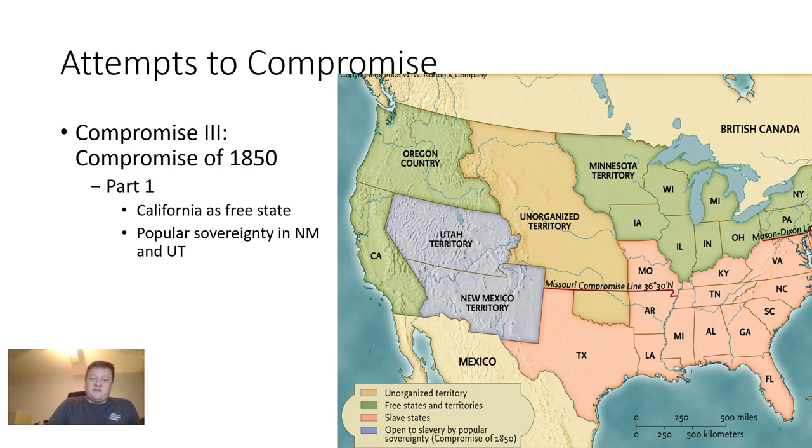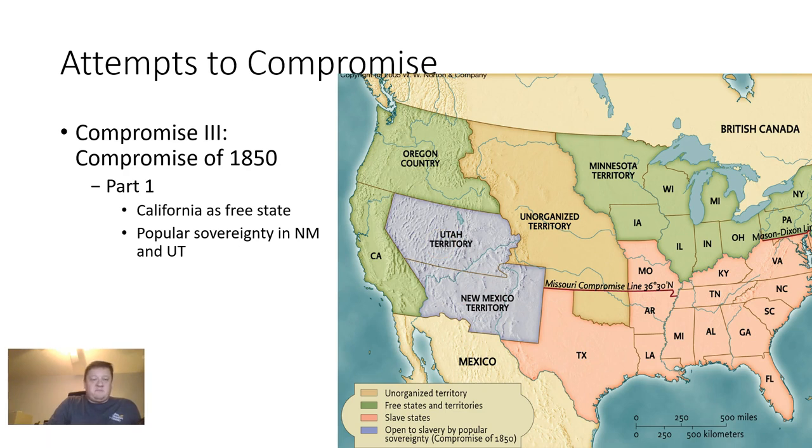The first part, and all of these parts are compromises north and south. North gets something, south gets something. For part one, California becomes a free state. So Northerners get this massive free state of California, which is immensely wealthy because of all those gold deposits out there. In exchange, Southerners get popular sovereignty in New Mexico and Utah. Popular sovereignty means that we'll take a vote. There may be slavery, there may not be slavery, depending on what the people in those territories want.